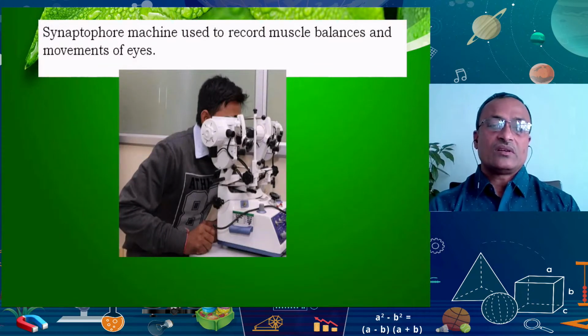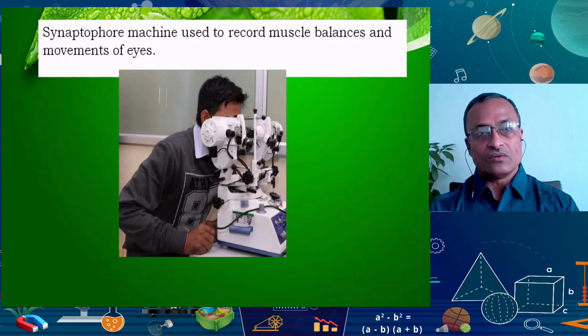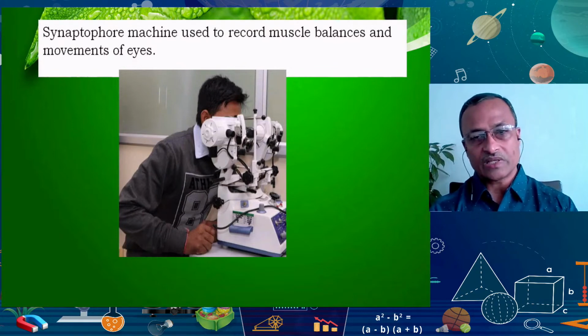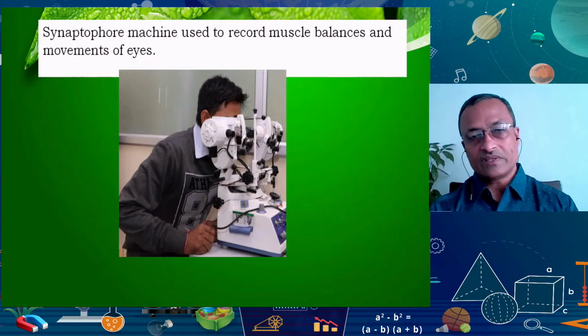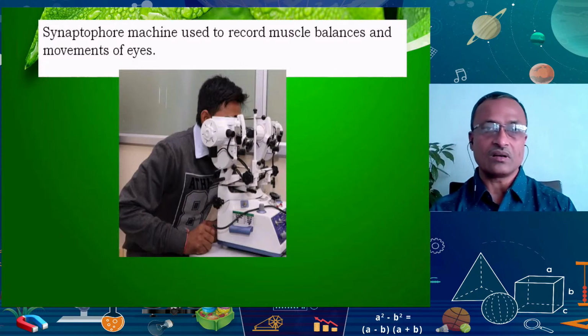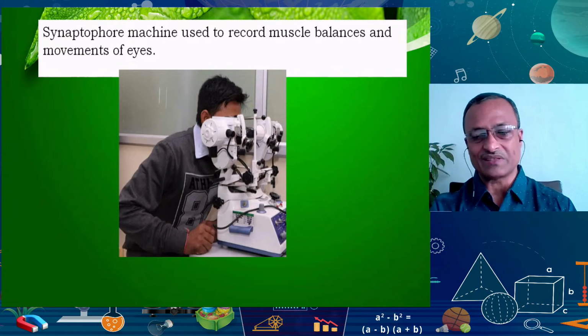Now, the instrument which you are seeing in front of your screen is known as a synoptophore. This particular equipment records the muscle balance and other movements of the eye. It is useful for the doctor in studying the movement of the eye muscles, which can help diagnose many diseases that usually occur because of eye muscle movement or a defect in it, like children having a squint eye, or their eyes not being in proper direction because of defective muscular movements.